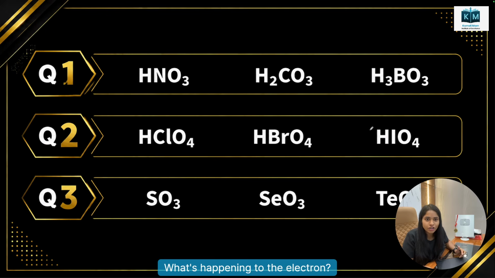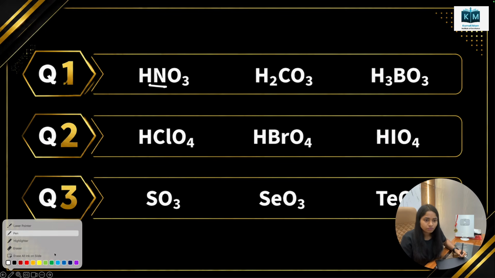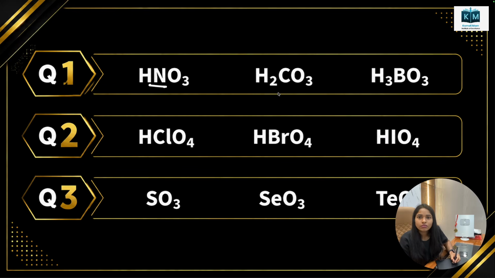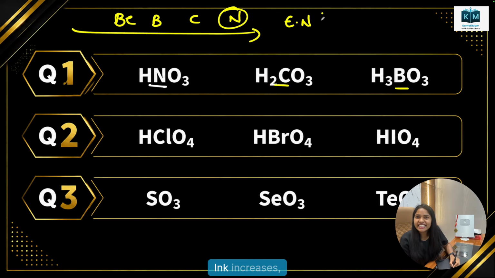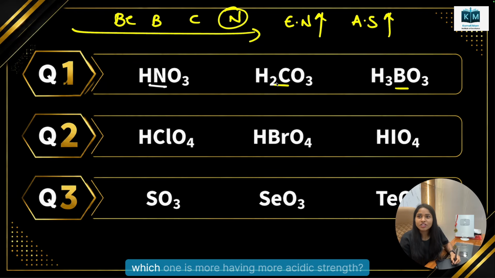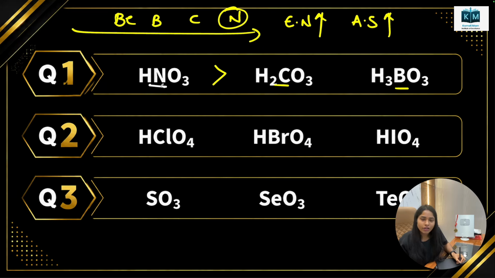Now, see how you will solve. Left to right, what's happening to the electronegativity? Nitrogen, carbon, boron. Boron, carbon, nitrogen: which has more electronegativity? Nitrogen. Electronegativity increases, acidic strength increases. So which is the more acidic oxide? HNO3. Just look at the central element: nitrogen, carbon and then boron.